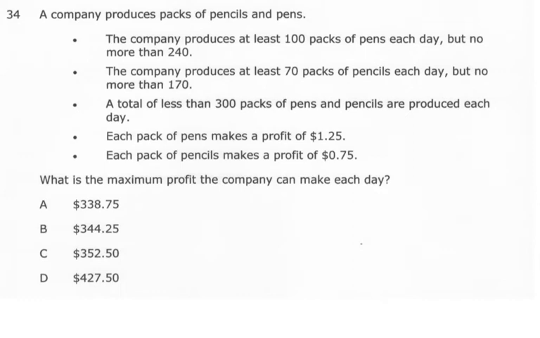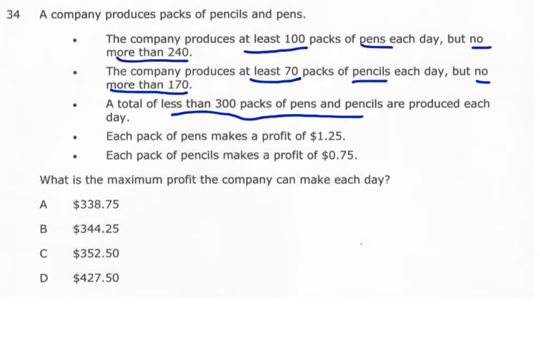Alright, number 34. A company produces packs of pencils and pens. They produce at least 100 packs of pens each day, but no more than 240. The company produces at least 70 packs of pencils each day, but no more than 170. So it's giving a range for each of the pencils and the pens. Then the total, that means with the pens and the pencils, of less than 300 packs of pens and pencils are produced each day. Each pack of pens makes a profit. That means how much they're earning above their expenses, and then each pack of pencils makes a profit of 75 cents. So they give us those two profits for the pens and the pencils.